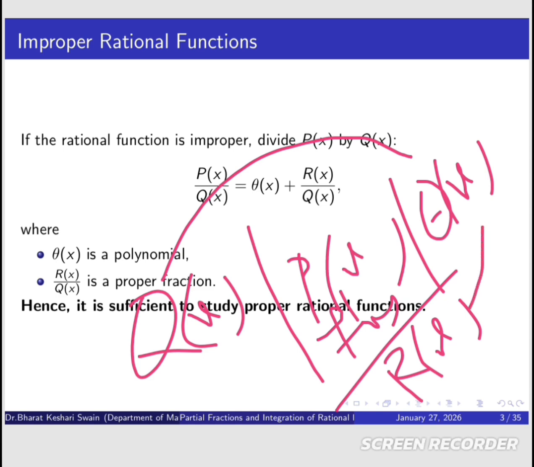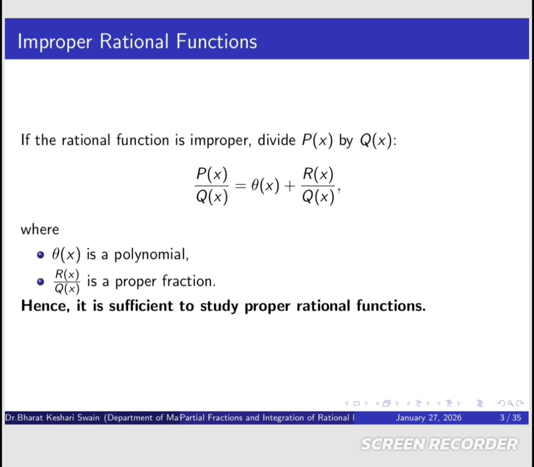So your p of x will be q of x into theta of x plus r of x. Is not it? So we can write p of x divided by q of x like this: theta of x, this is your quotient, and the remainder will be r of x. So p of x by q of x will be theta of x plus r of x divided by q of x.